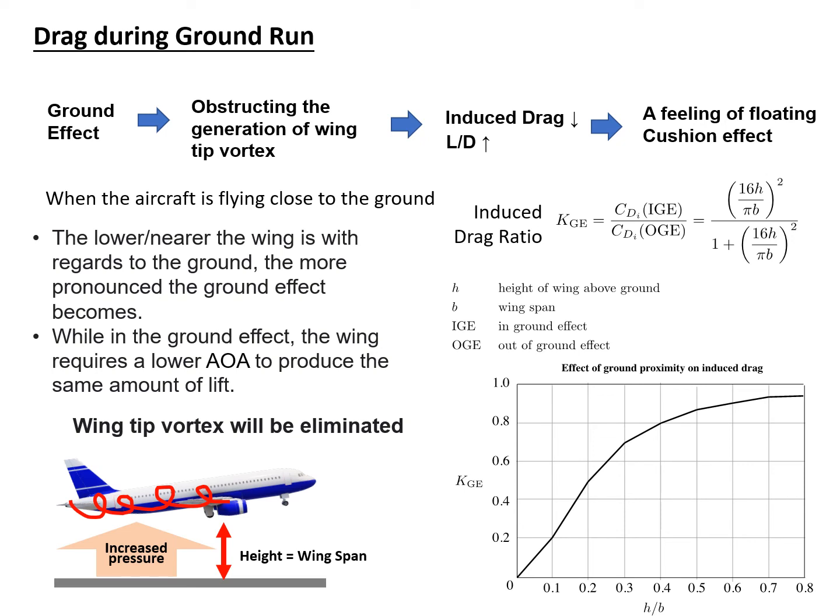Now let's understand a little bit more how the wingtip vortexes can be eliminated. Because the aircraft is flying closer to the ground, there is a higher pressure under the wing, and this higher pressure will break up the wingtip vortex.